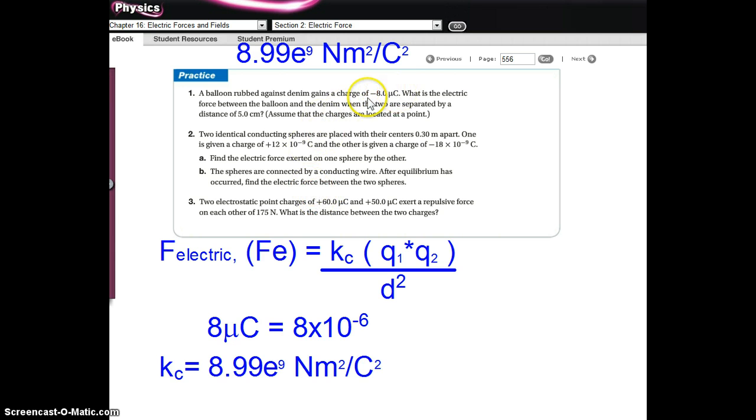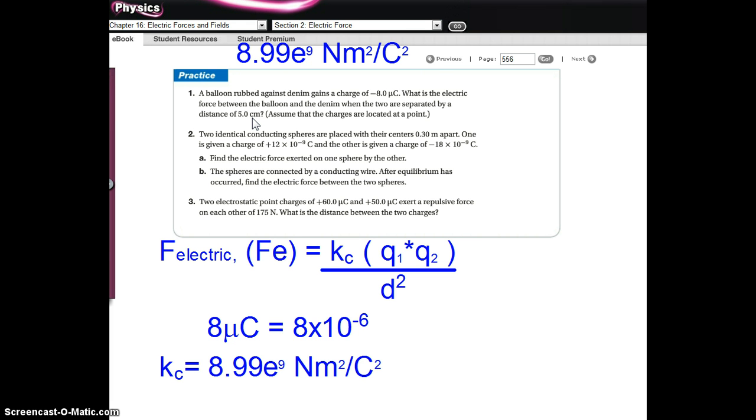So you've got 8 microcoulombs. What's the force between the balloon and the denim jeans when the two are separated by 5 centimeters? Now, what you've got to think about here: if the balloon gains a charge of -8 microcoulombs, you have to think to yourself, where did that charge come from? Go ahead, think about it for a second. Pause recording if you must. It came from the jeans themselves.